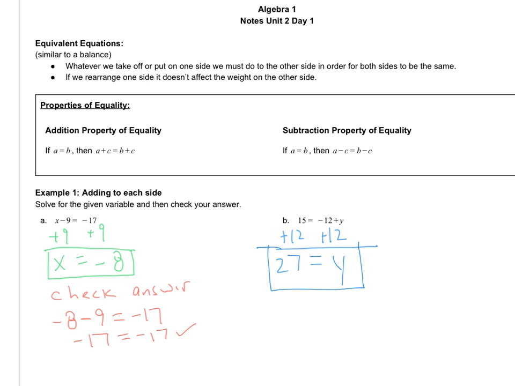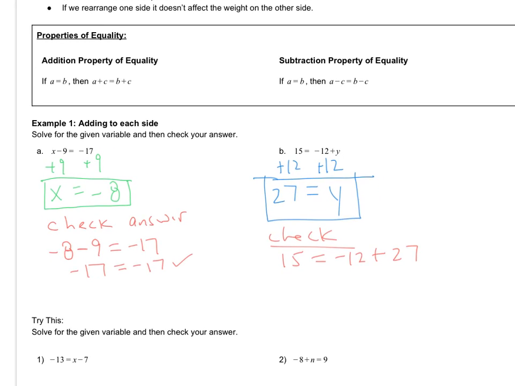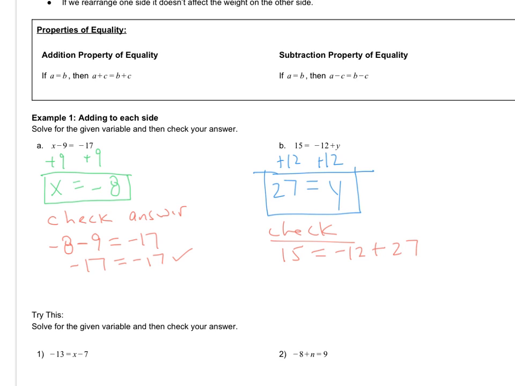I can check my answer as well over here. So if I check it, my left-hand side is 15 equal to negative 12 plus, in place of my y, I'm going to put the 27. And negative 12 plus 27 is 15. So I get 15 is equal to 15, and that checks out. I know I did my problem correctly.